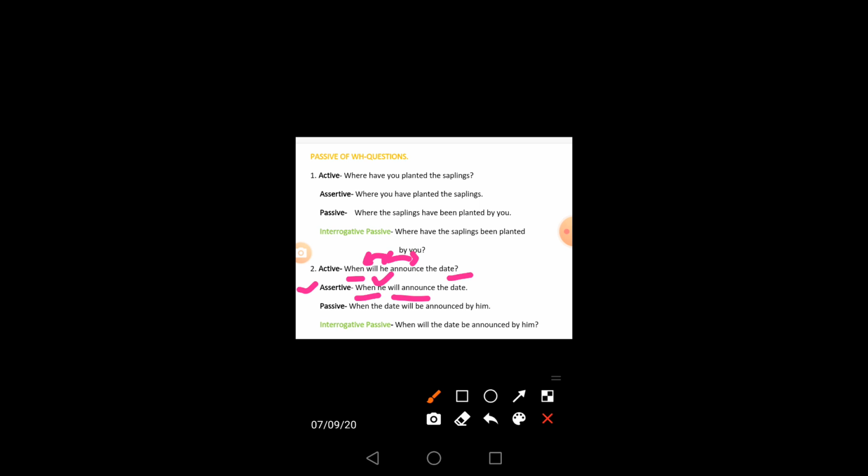And in the second step, you have to change this to passive. So passive means first when, and after that the object, the date, will come in place of the subject. So when the date will be announced by him. And the final answer is interrogative passive. You will bring will to the beginning. So when will the date be announced by him? When will the date be announced, together. And will has come before the object, the date.